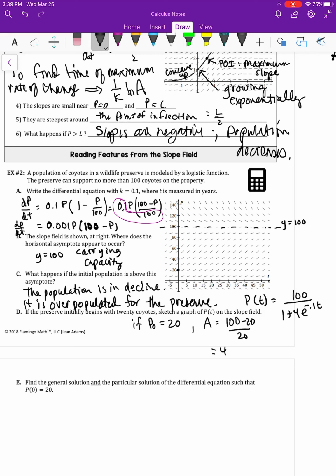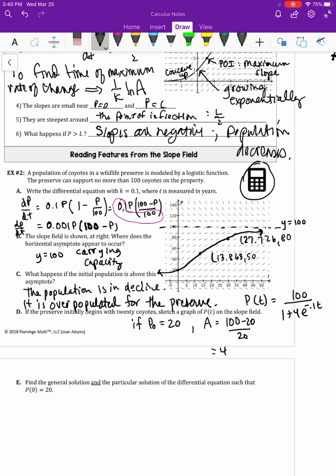And so this will allow us to put this in our calculator, and we can get a couple more points. I have the point 13.863, comma 50, because that is our point of inflection. So it's about right there. And then I also have the point 27.726, comma 80. And that one looks like it's about right there. So something like that.